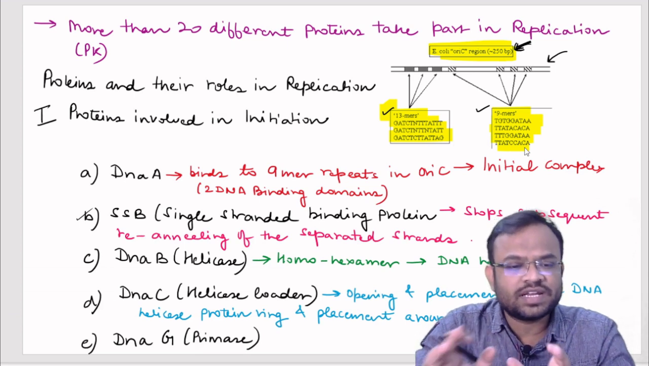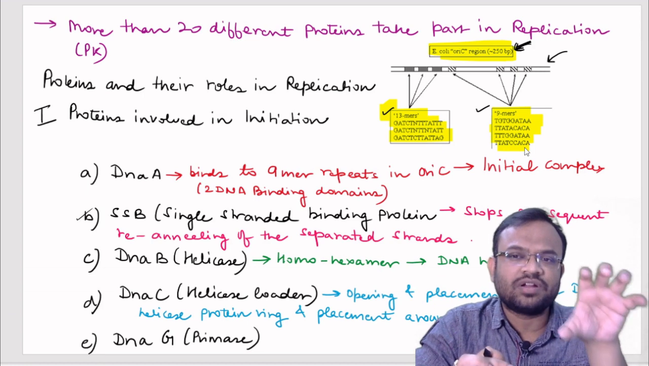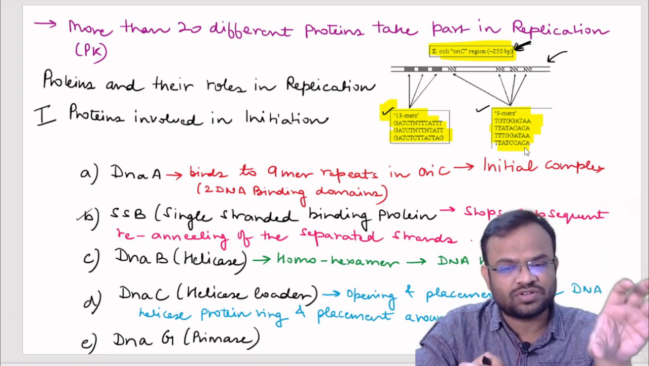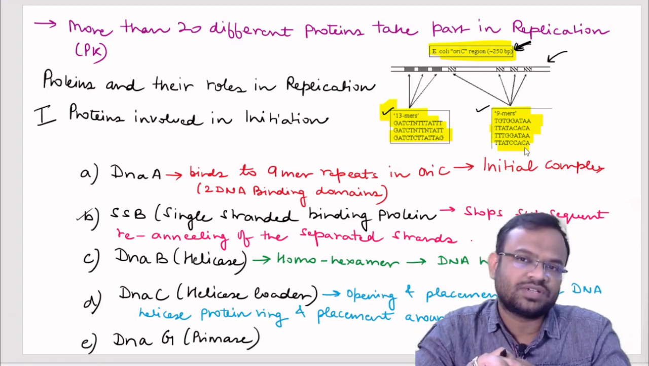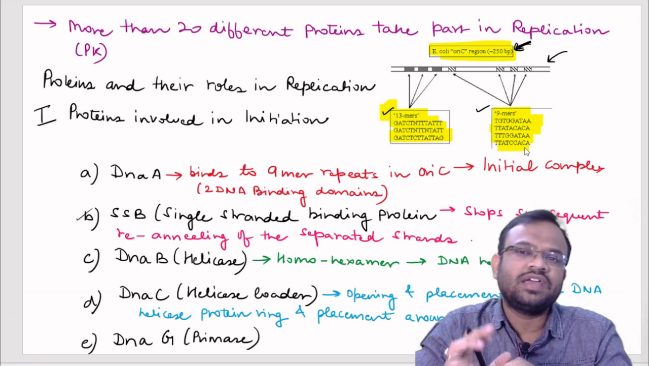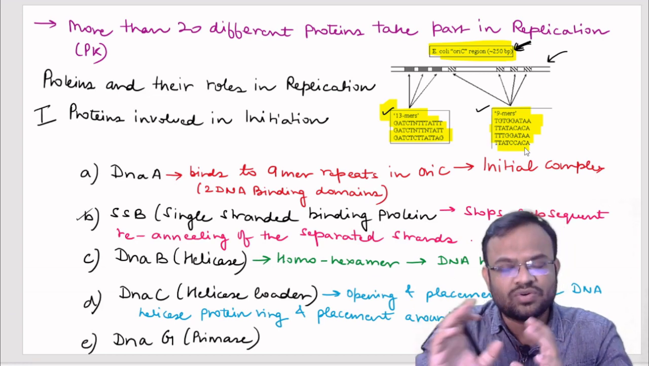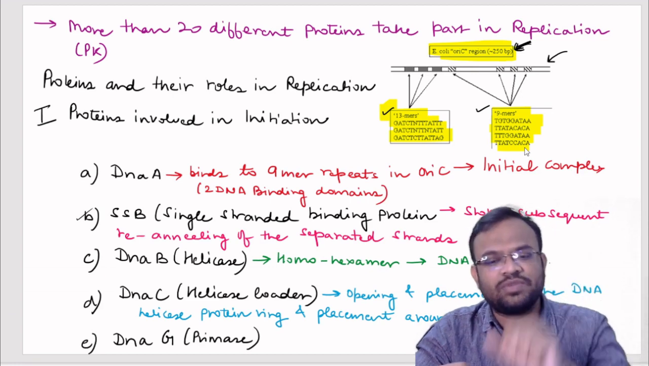Now what does DNA-A do? DNA-A binds with the 9-mer repeat that is present in the origin of replication. Basically it is identifying the origin of replication. So if someone asks you what is the purpose of DNA-A, DNA-A is just identifying the origin of replication through the 9-mer repeats. It binds to the 9-mer repeats.